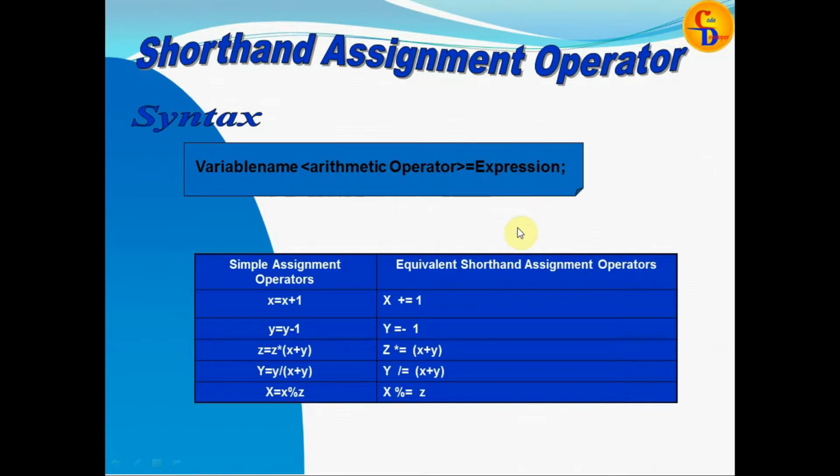So the shorthand assignment operator, the syntax: variable name, then equal to, expression. For example, x equal to x plus 1, both are the same, so x plus equal to 1, so x equal to x plus 1. y equal to minus 1. Then y equal to z into x plus y is called z equal to x into, in brackets, x plus y. y equal to y divided by x plus y. x modulus equal to z is called x equal to x modulus z.